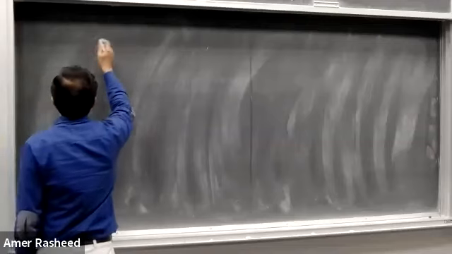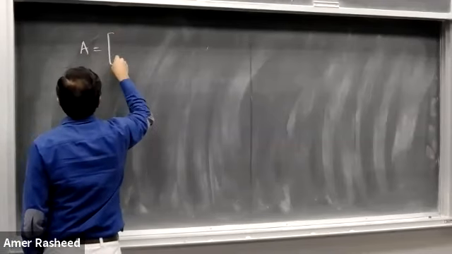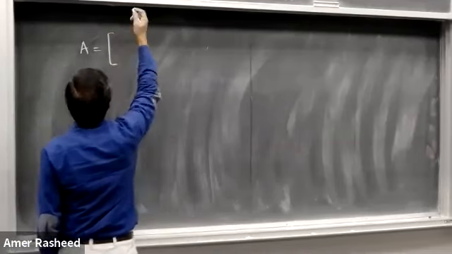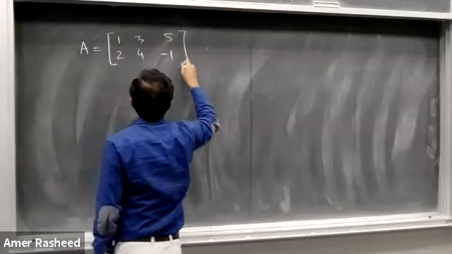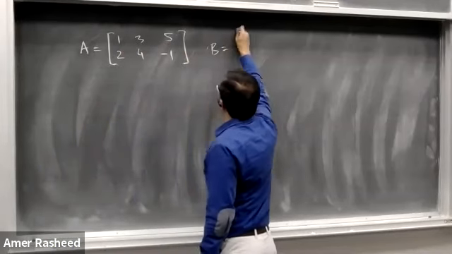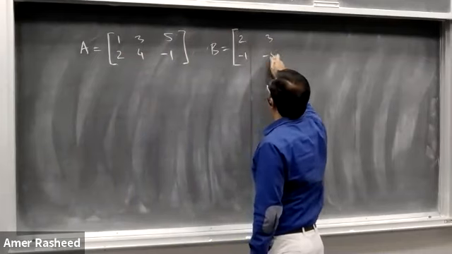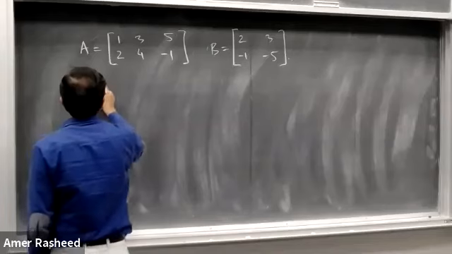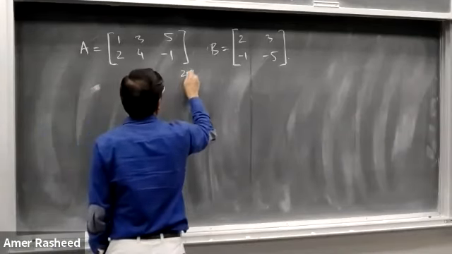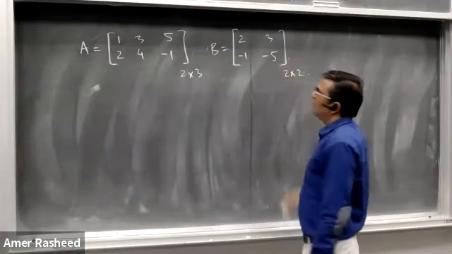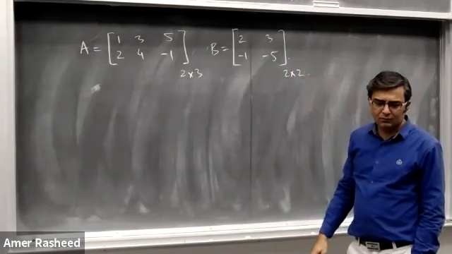Now, let me have two matrices. A is some matrix: 1, 3, 5, and 2, 4, -1. And B is some other matrix: 2, 3, -1, -5. Now, you can see that A is a matrix of order 2 cross 3, and B is a matrix of order 2 cross 2. They are not multiplicable.